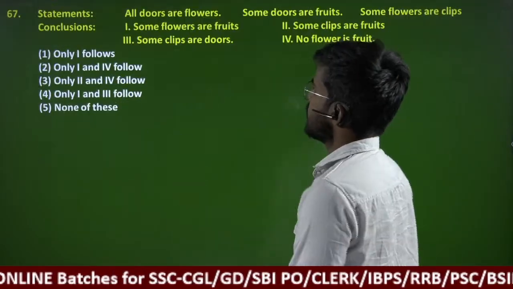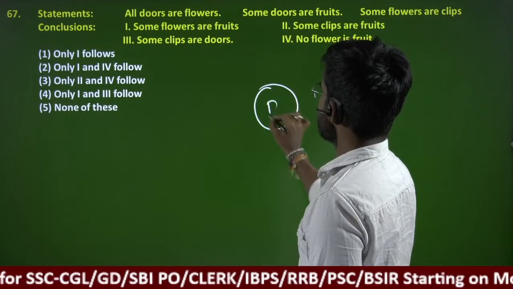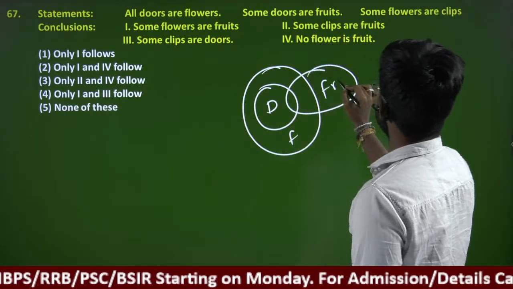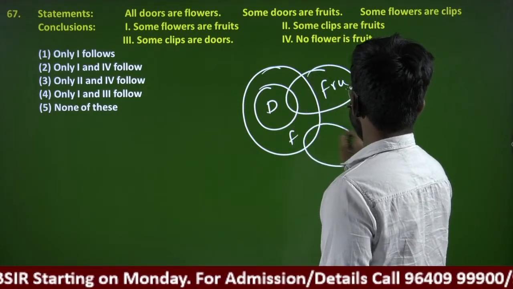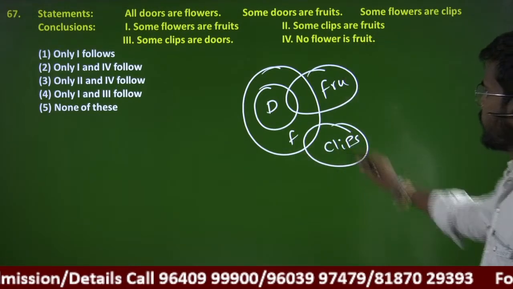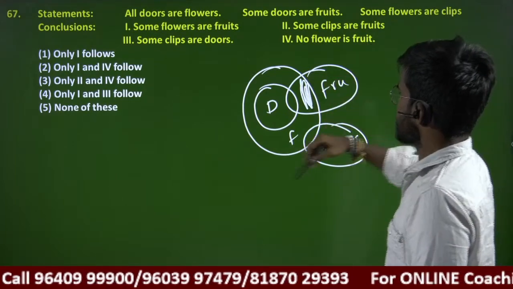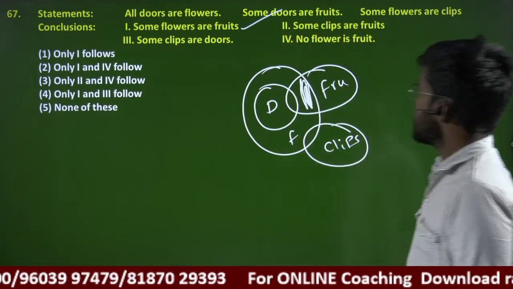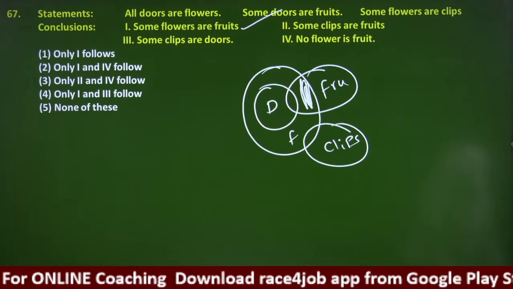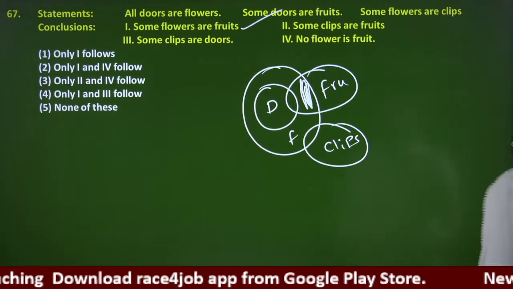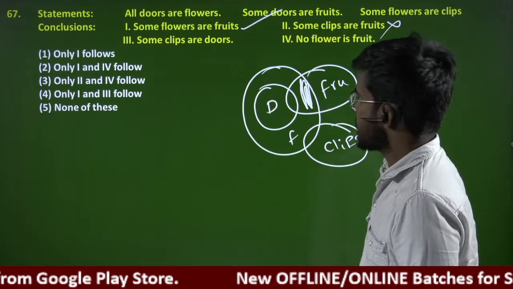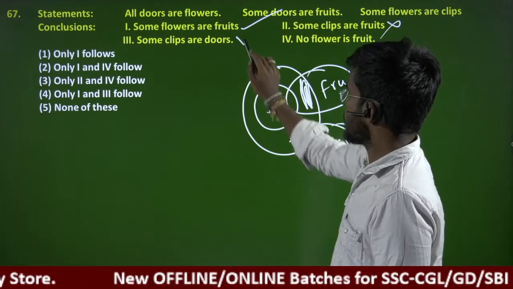Fifth one. All doors are flowers. Some doors are fruits. Some flowers are clips. Okay. Some flowers are fruits. Yes, this follows. Fruits and flowers is the combination, and the some relation is correct. Some clips are fruits. Is it correct? Let's see. There is no direct relation between them, so it is wrong. Some clips are doors. There is no direct relation between them, so it is wrong.